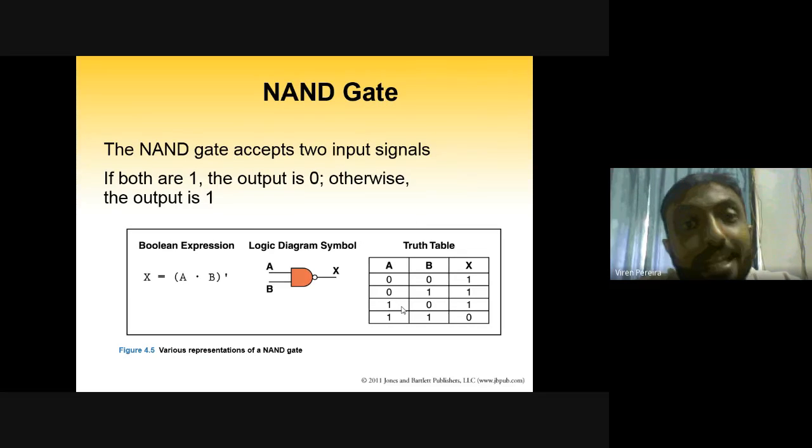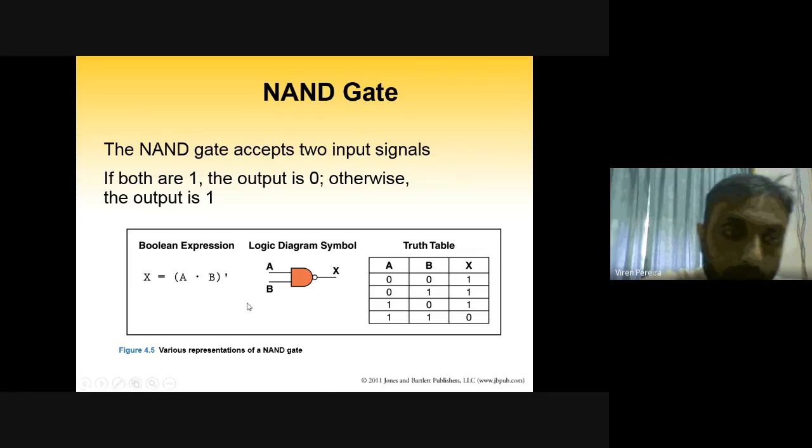Then we come to the NAND gate. The NAND gate accepts two input signals, as usual. The Boolean expression is X equals A into B, and a dash. You could even put a dash here instead, as I told you. This basically represents the inversion, so you could put a dash on top of it. So X equals A into B, the whole dash.